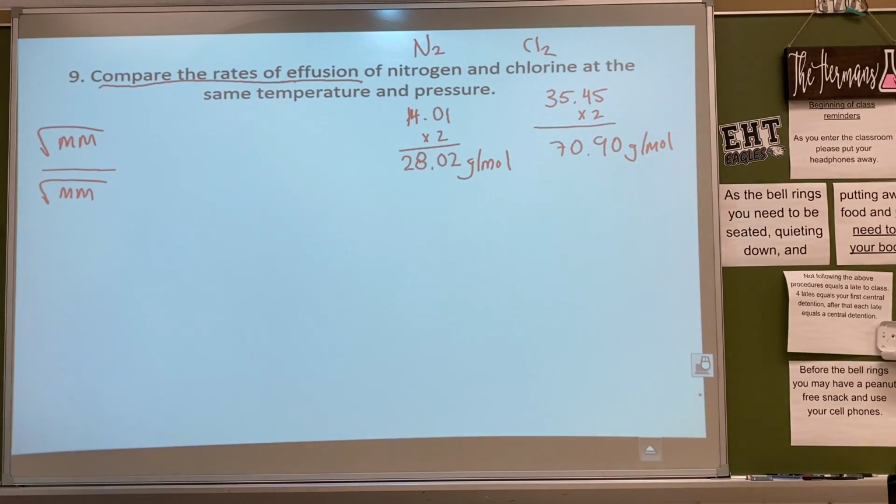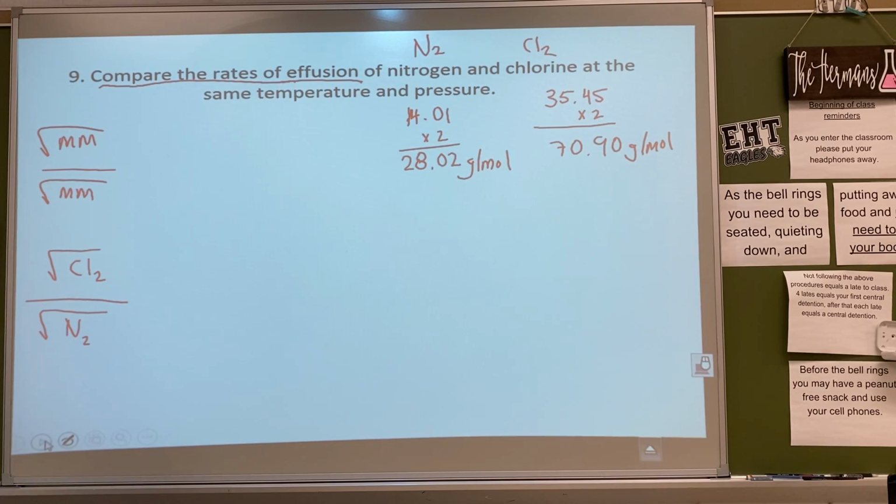Which one do we put on the top? Kara, what do you think? The chlorine. Yeah, exactly, the chlorine, because that's the larger molecular mass. So I'd like to put that one on the top. So I'm going to put Cl2 on the top and N2 on the bottom. Don't forget that square root, okay?